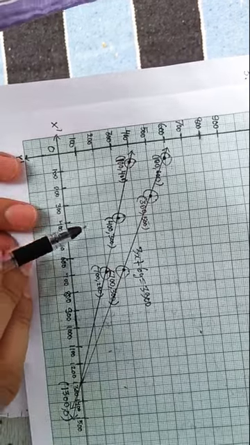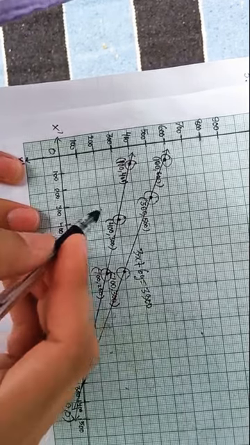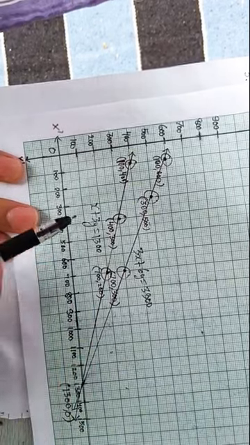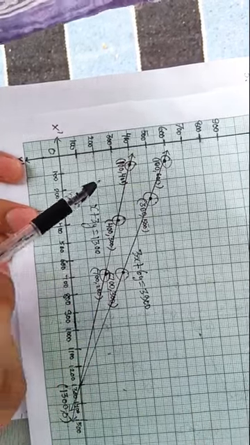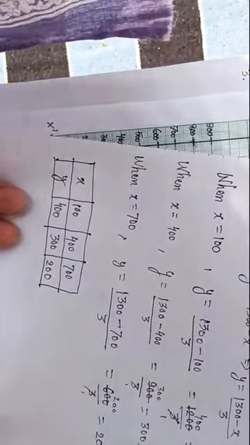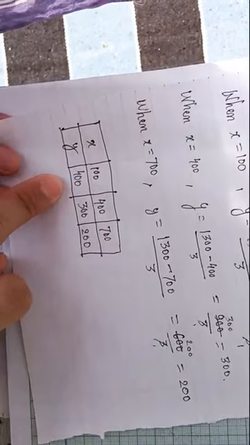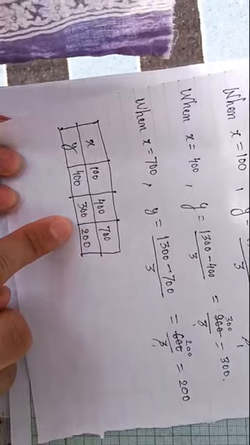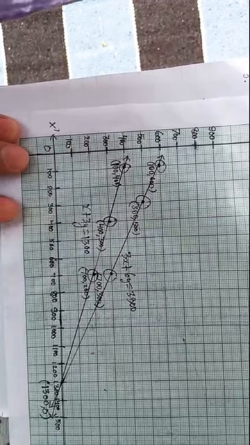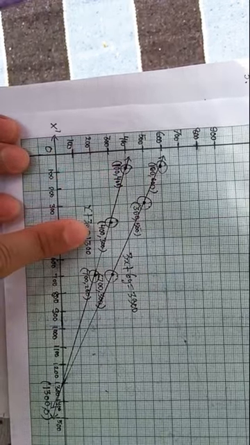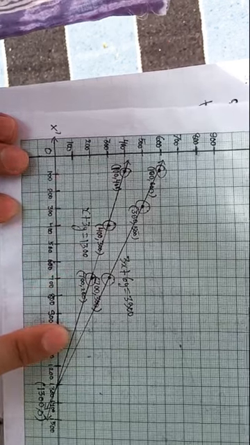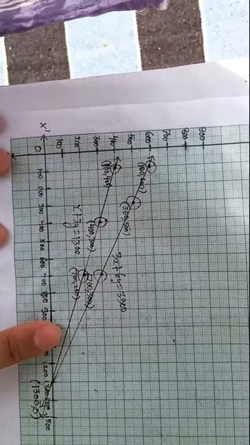Now moving to the second equation. What was the second equation? x plus 3y equal to 1300. What were the coordinates? Look at the table: 100 comma 400, then 400 comma 300, 700 comma 200. So these coordinates will be plotted in the graph. These are the 3 points which we obtained from the second equation on substituting the values.